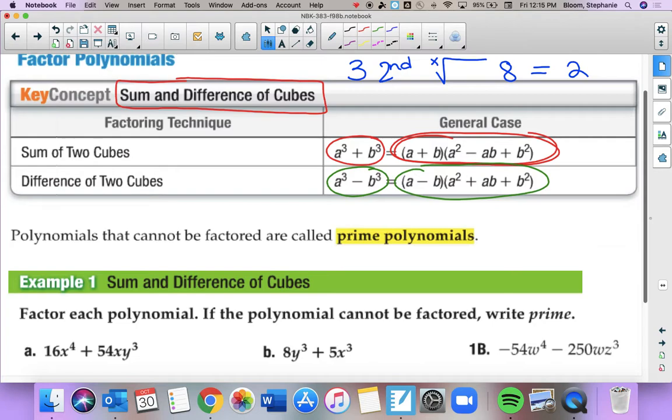Here's the only difference, I want to point this out. If it's a sum, you put a plus sign here and a minus sign here. If it's a difference, you put a subtraction sign here and an addition sign there. That's the only thing that is different about a sum and a difference of cubes. Okay?